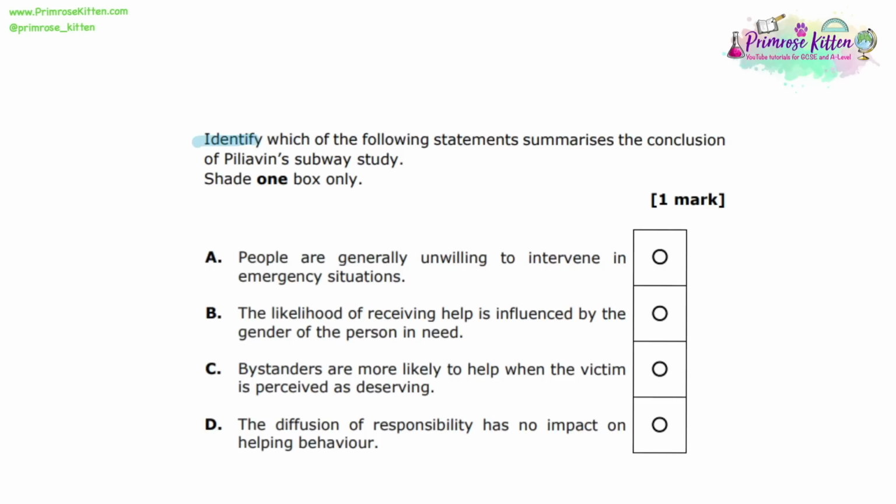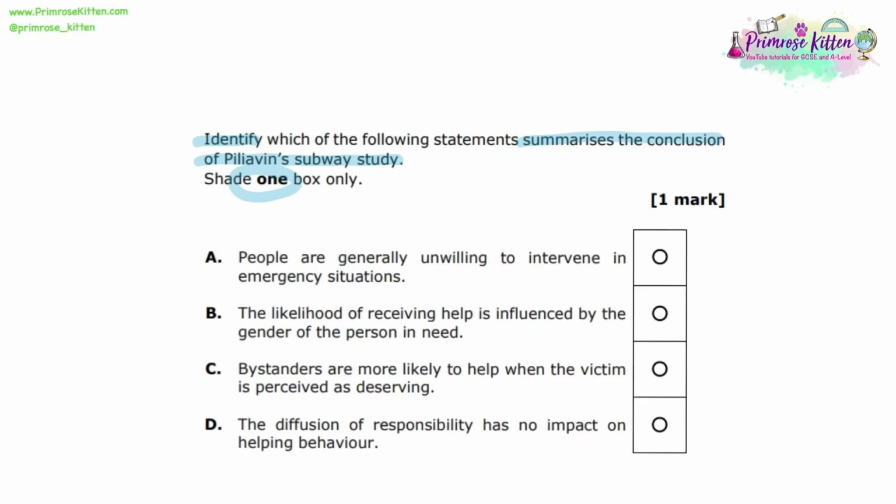Identify which of the following statements summarises the conclusion of Piliavin's subway study. Shade 1 box only. Option A, people are generally unwilling to intervene in emergency situations. B, the likelihood of receiving help is influenced by the gender of the person in need. Option C, bystanders are more likely to help when the victim is perceived as deserving. And D, the diffusion of responsibility has no impact on helping behaviour.